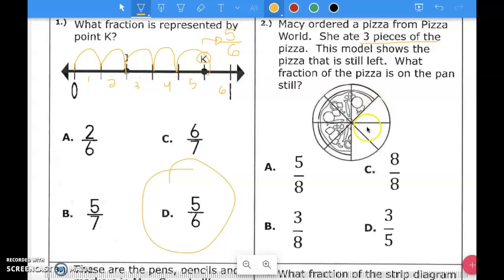Oh, she ate these. Oh, I'm so sorry. I don't know what I was thinking. Sometimes it takes us a while to understand. This is what she ate. That's why it's gone. So what fraction is still there?